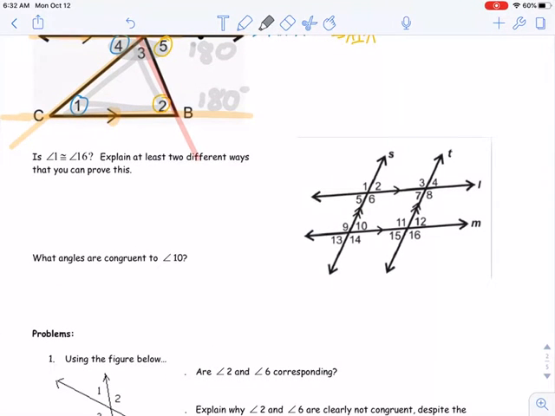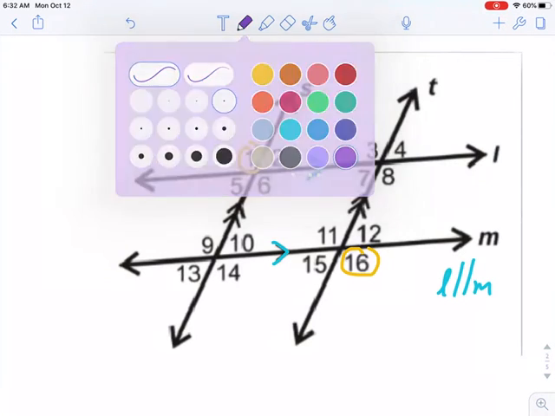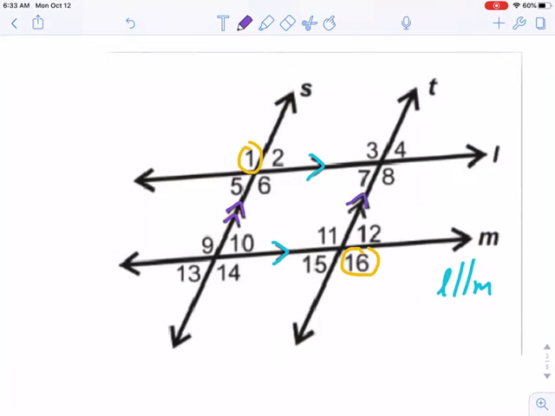moving right along. Is 1 congruent to 16? Explain at least 2 different ways you can prove this. Alright, so is angle 1? Again, it's always good to emphasize the angles we're talking about. Well, before we even start to answer the question, let's note that L and M are parallel. And let's note that S and T are parallel. So all those theorems and postulates we have is true.